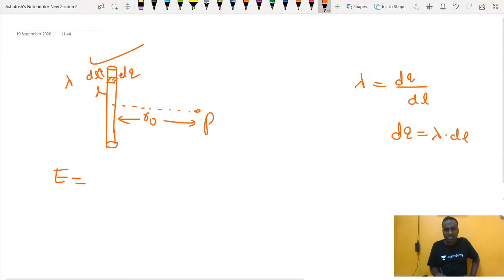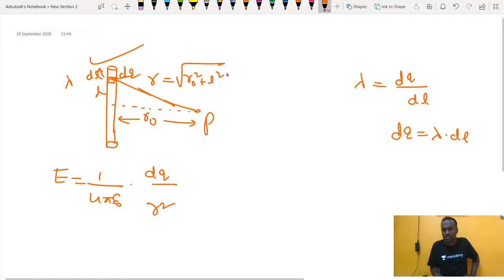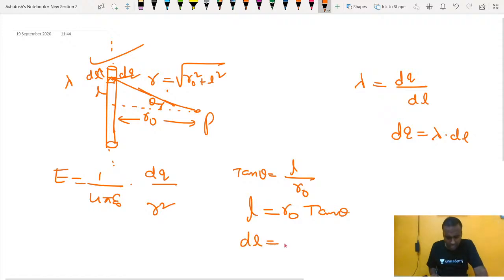So what is the electric field intensity due to this elementary part? That is 1 by 4 pi epsilon naught, dQ by the corresponding distance squared, R square. Here R is nothing but root of R naught square plus L square. This is angle theta. If we consider an infinite rod, theta's upper limit is 90 and the lower limit is minus 90. Tan theta is equal to L by R naught, so L is equal to R naught tan theta. If I differentiate, dL is equal to R naught secant square theta d theta.